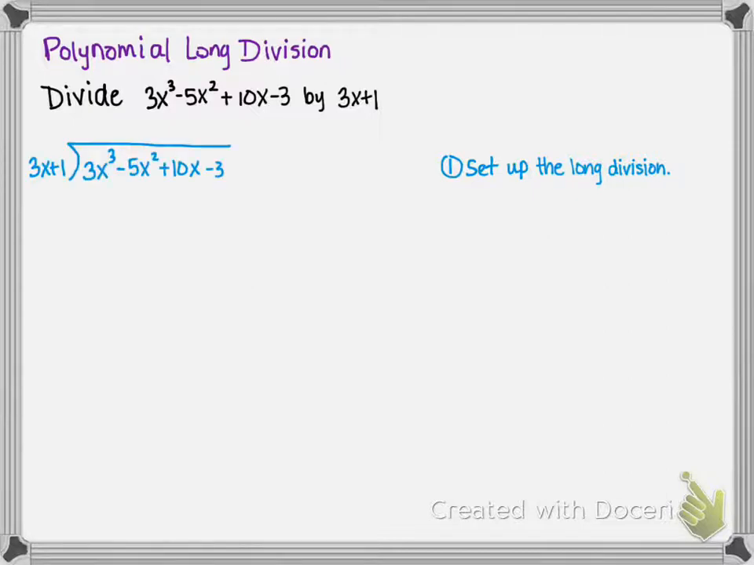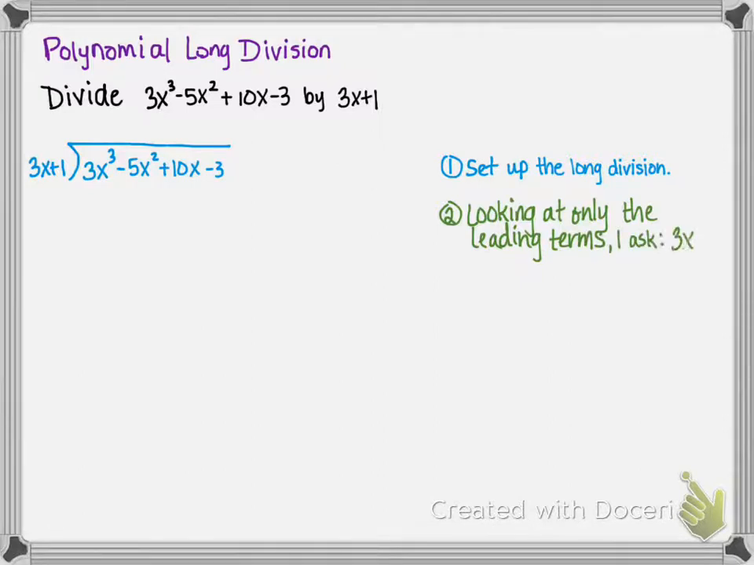So we put our dividend in the box, 3x cubed minus 5x squared plus 10x minus 3, and the divisor, 3x plus 1, outside of the box. Okay, next, looking at only the leading terms, so the 3x and the 3x cubed, I asked myself, 3x times what will give me 3x cubed? And then I'll put x squared, which is the answer, on top.